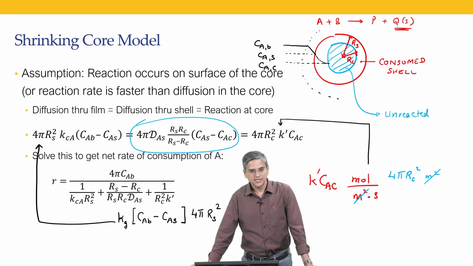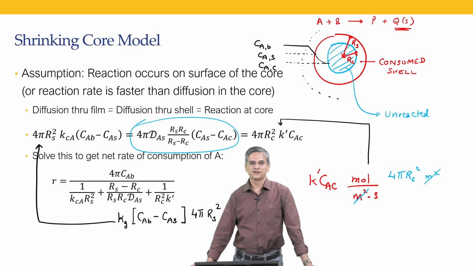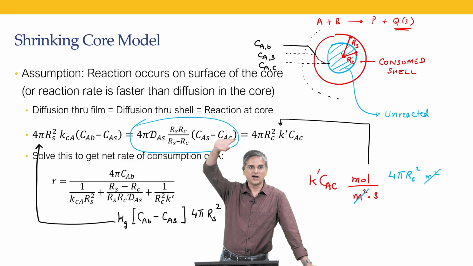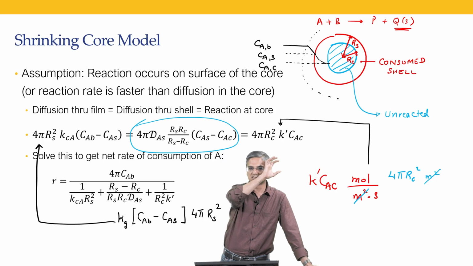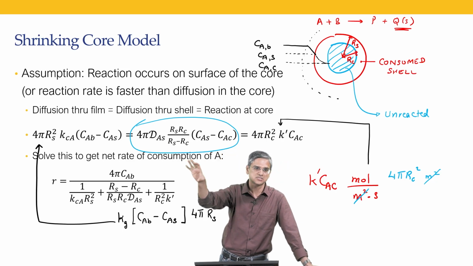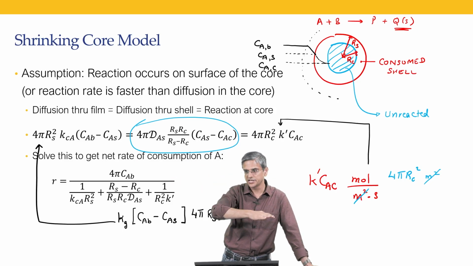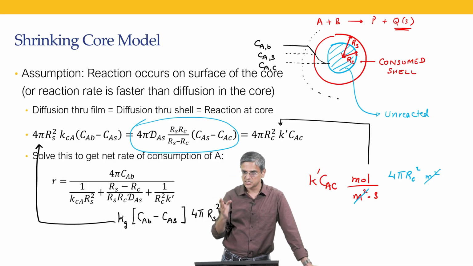Now, there is a beautiful way that this expression gets derived. You have the numerator, which is the rate of reaction. You have the denominator, which is resistance 1 plus resistance 2 plus resistance 3. Resistance 1 is the resistance in the gas. Resistance 2 is the resistance in the shell. Resistance 3 is the resistance because of the rate of reaction.